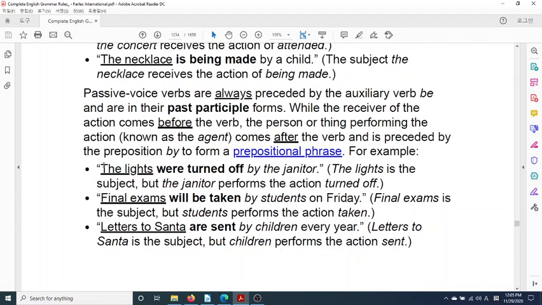For example, the lights, subject and object, were turned off, verb, by the janitor, agent. Final exams, subject and object, will be taken, verb, by the students, agent. Letters to Santa, subject, object, are sent, verb, by children, agent.